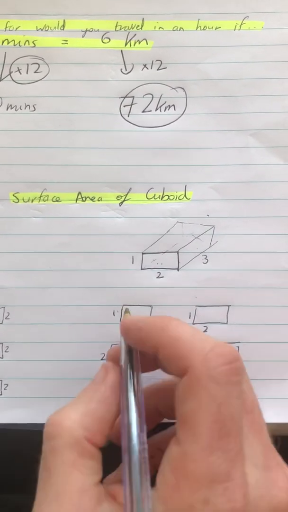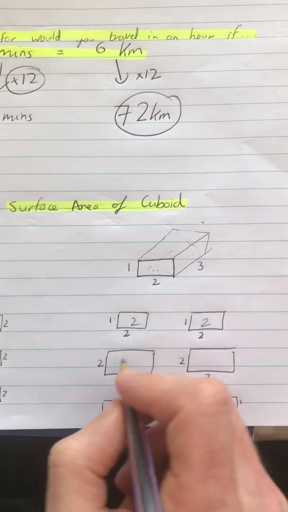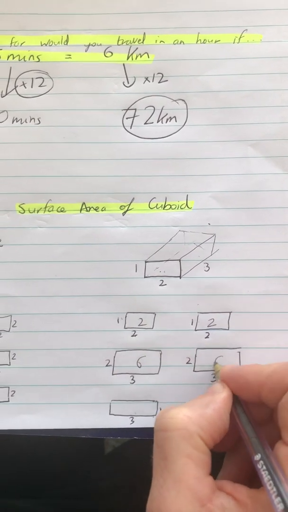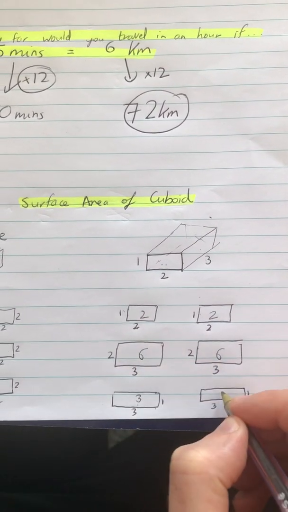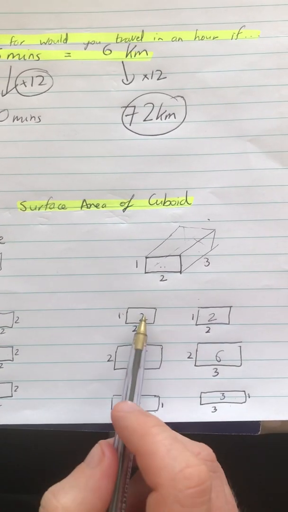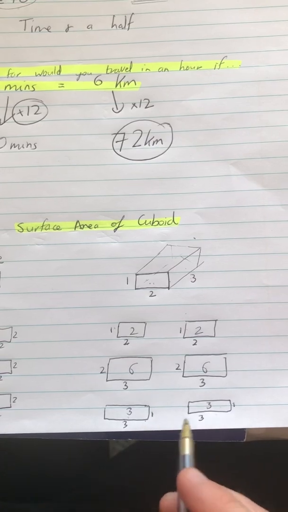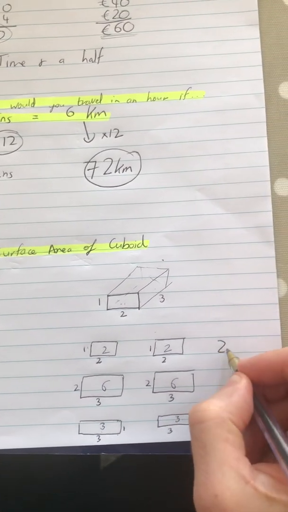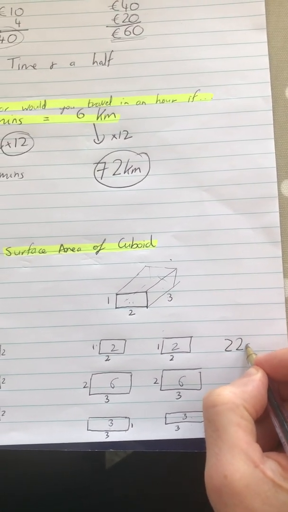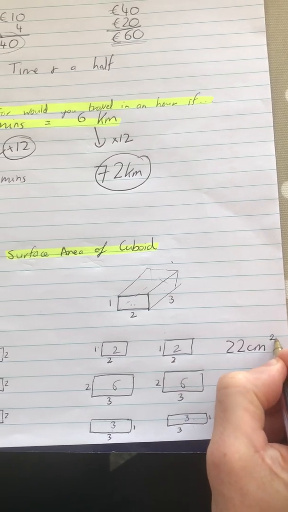So now we need to find the area of each of these. So that's going to be 2, that's going to be 2. 3 by 2 is 6, 3 by 2 is 6, that's 3, that's 3. And then we add it all up. So 2 and 2 is 4 and 6 is 10, 16, 19 and 22. So the area of that will be 22 meters or centimeters squared, whatever unit they're asking you for.